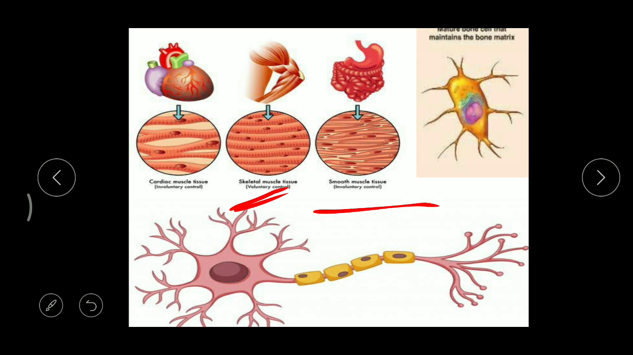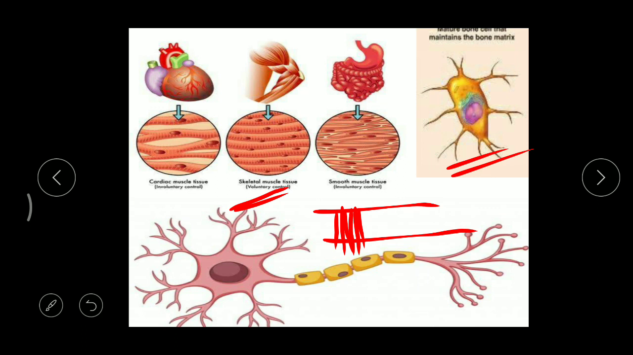Inside this, we can find many fibers like this, and across we can find some lines, and these lines are called striations. That's why we call this a striated muscle or a striped muscle. Right? Okay. Now, what is this?